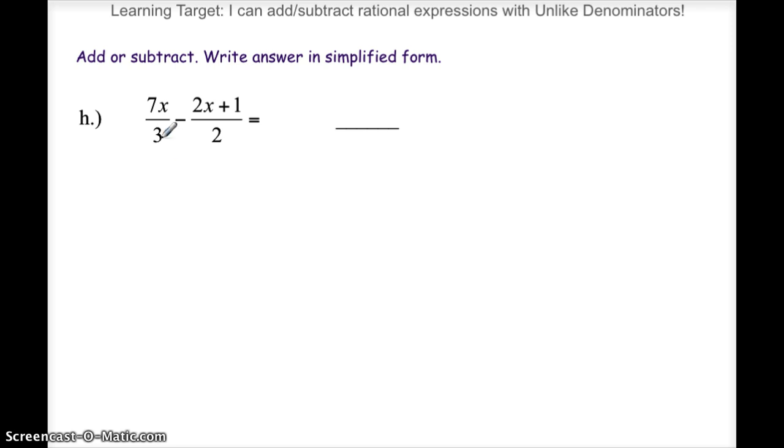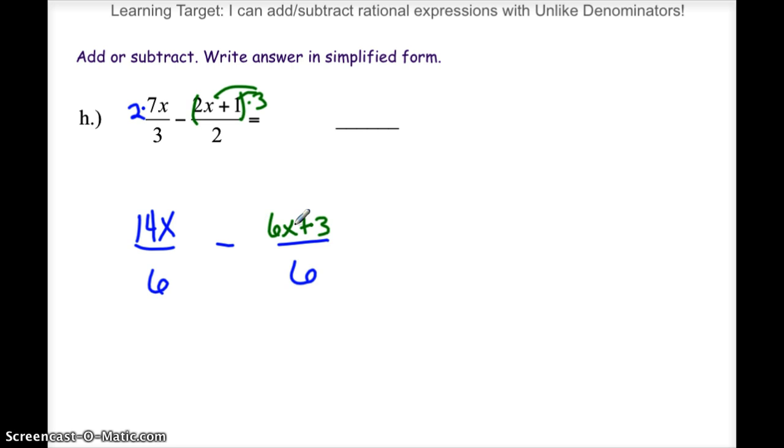This guy's a good one. 3 and a 2. I think I would get them both to be 6s on the bottoms. I would do that by multiplying the first one by 2 and the second one by a 3. So when I multiply here is 2 times 7, 14x minus, and then when I distribute that 3, I would get 6x plus 3.